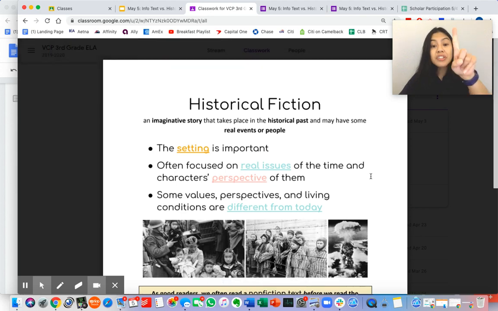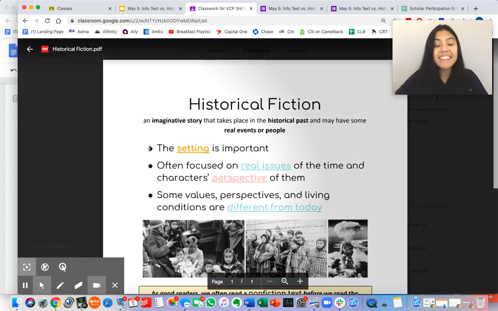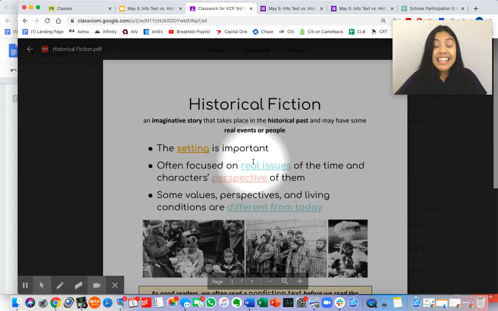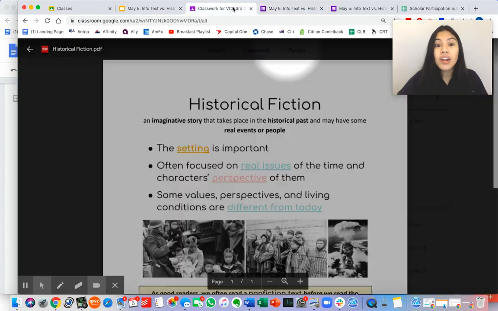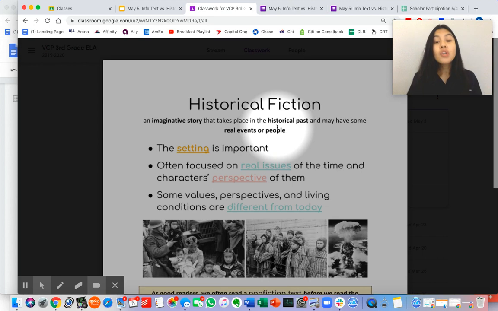Our first characteristic of historical fiction is that the setting is important. And this is probably the most important characteristic of historical fiction. So if you got this first answer, that the setting is important, show me a yes. Good. Remember that historical fiction takes place in the historical past. So the time and place that the story takes place, the setting, is going to be very important.